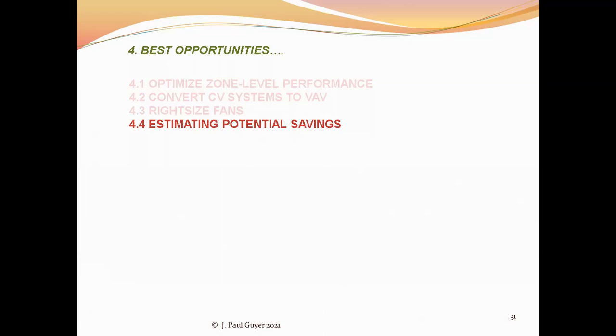The second category of the best opportunities is the one where there's the best potential to really do something significant, and that is to convert a constant volume system to a variable air volume system. And then the third, right sizing the fan and getting it to the size that is necessary for the current activities and occupancy of the building. And there may have been changes. They take place all the time in buildings.